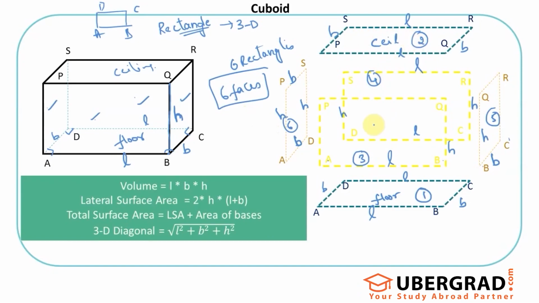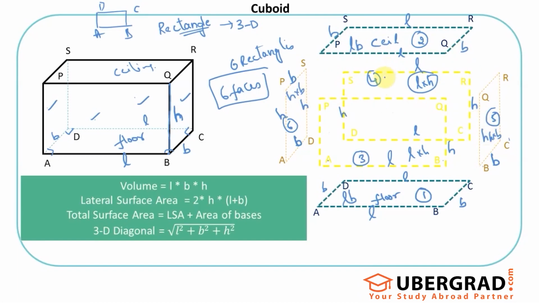If you see, what is the area of the floor? L into B, and the ceiling also L into B. The one at the front is L into H, and the back also is L into H, and this would be H into B, and this would also be H into B. So altogether we have 6 faces with actually 3 different areas. So each area, LB is seen in 2 rectangles, LH is seen in 2 rectangles, and BH is seen in another 2 rectangles, right?